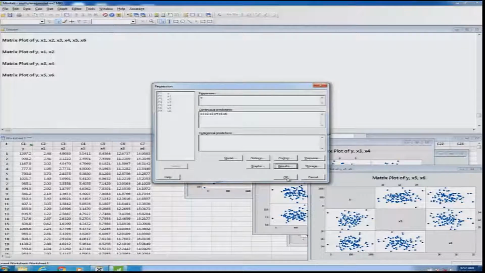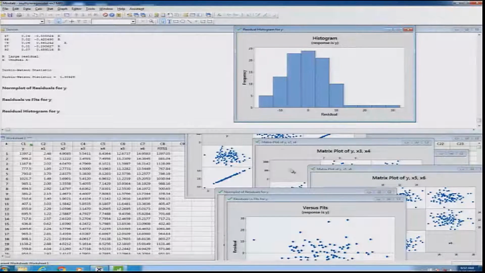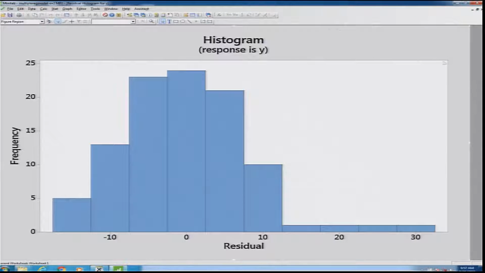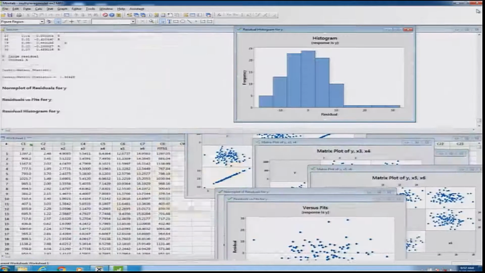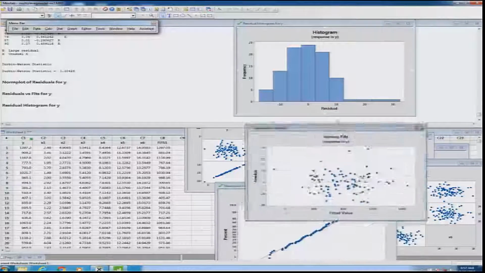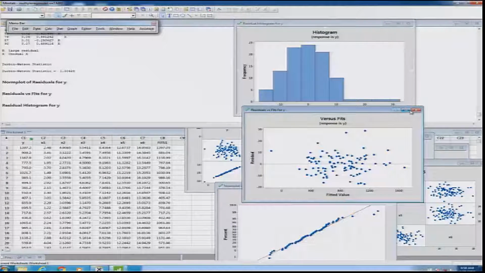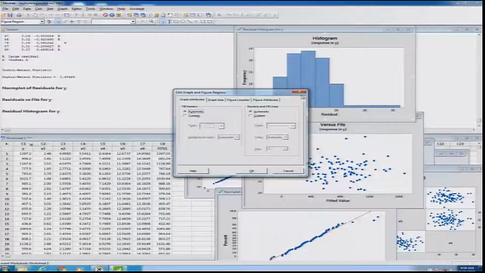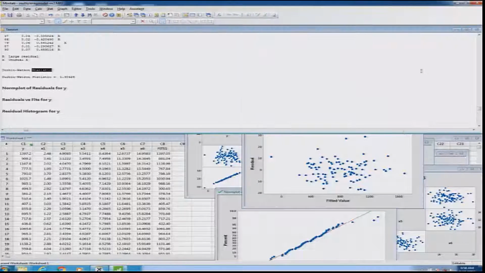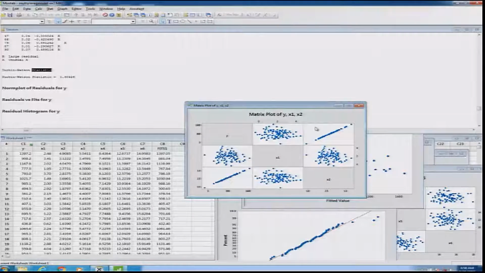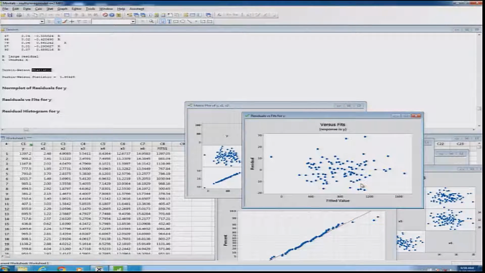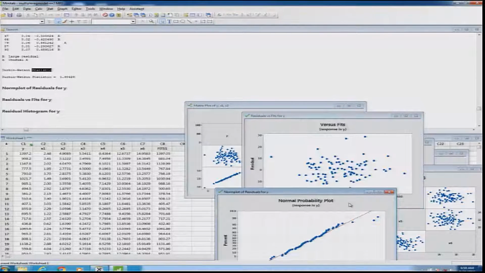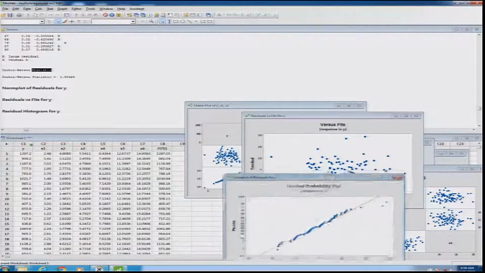And now, let us try to obtain the result. So, you can see here that this is the histogram that we are obtaining, and this is the residual versus fit plot that is obtained over here. And similarly here we obtain some other graphics. This is the residual versus fitted value, and similarly we have obtained here the normal probability plot.